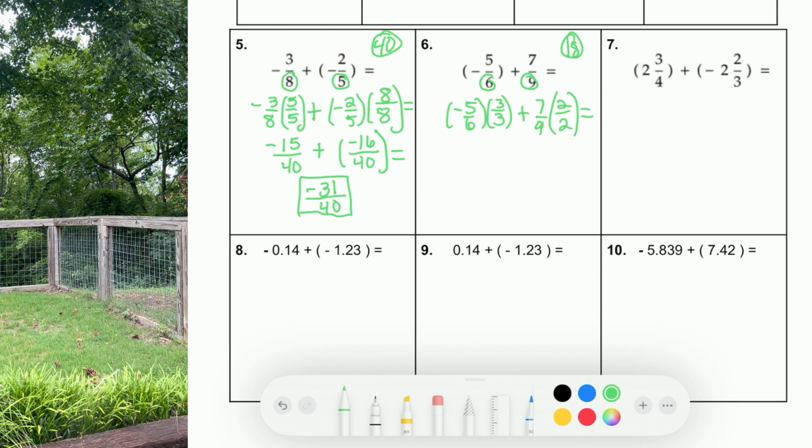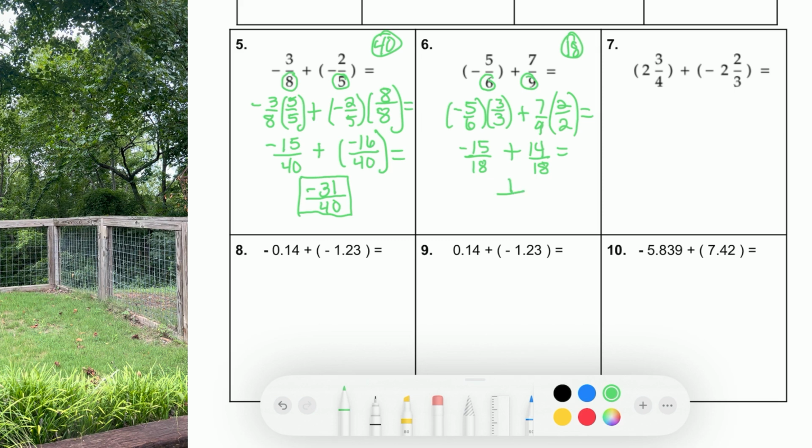Okay, so negative 5 times 3 is negative 15. 6 times 3 is 18. 7 times 2 is 14, and 9 times 2 is 18. Now we can take the difference. 15 minus 14 is 1.